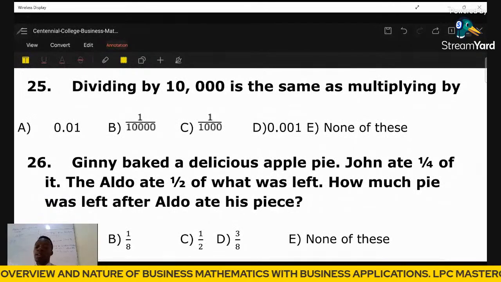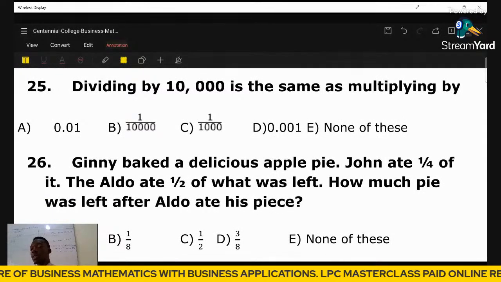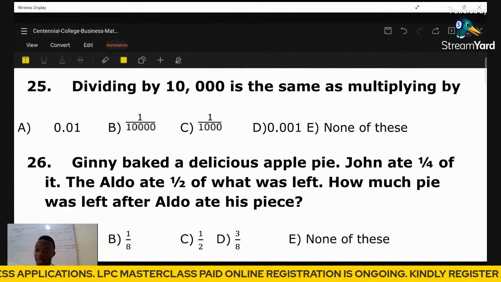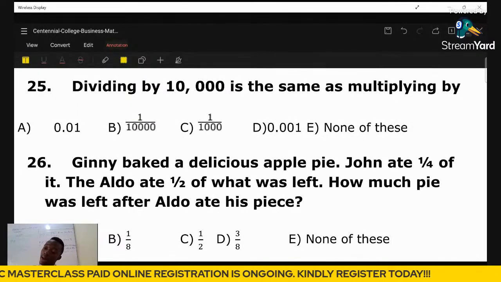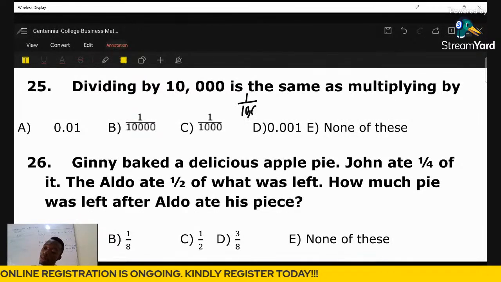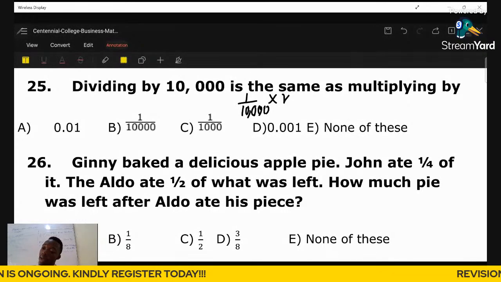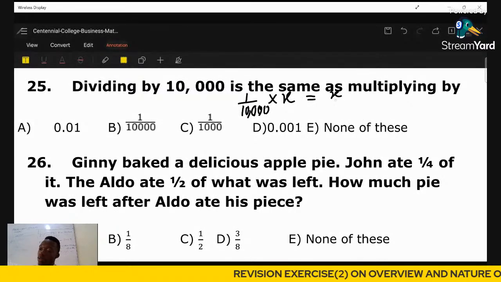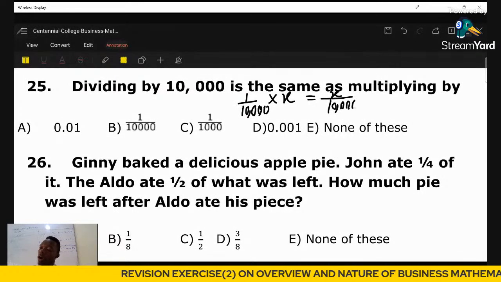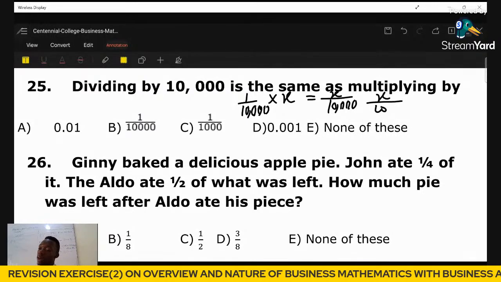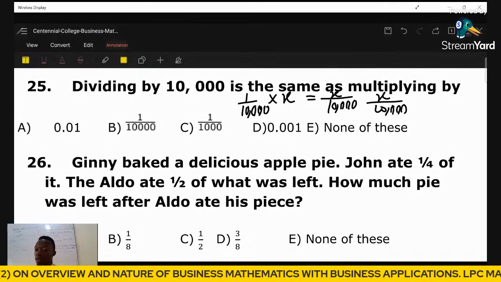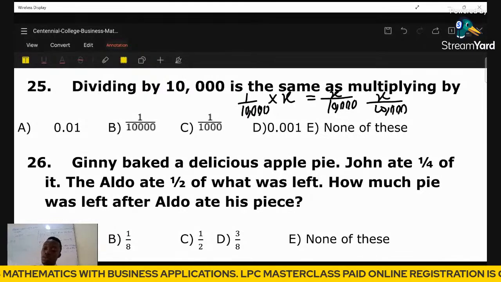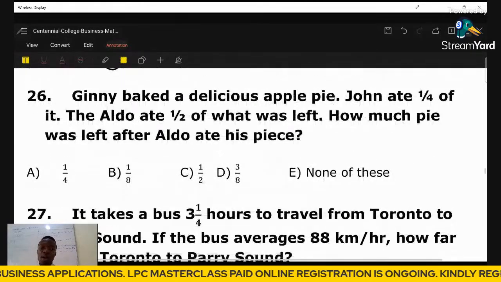Now, question 25. Dividing by 10,000 is the same as multiplying by what? So when you want to divide a certain number by 10,000, it's the same thing as multiplying by 1 over 10,000. When we multiply 1 over 10,000 by x, the 1 multiplies the x, and we are getting x over 10,000. Or better, x divided by 10,000. So they are the same actually. So dividing by 10,000 is the same thing as multiplying by 1 over 10,000. That should be option B. And we are off.